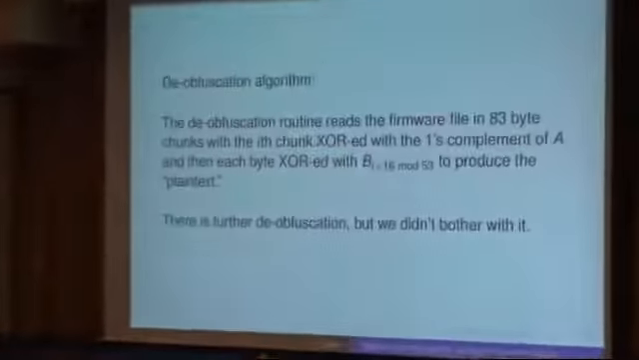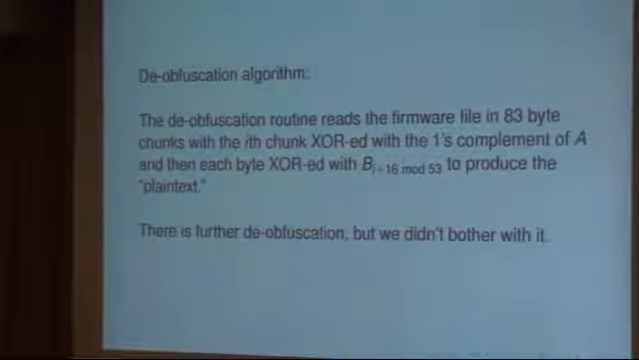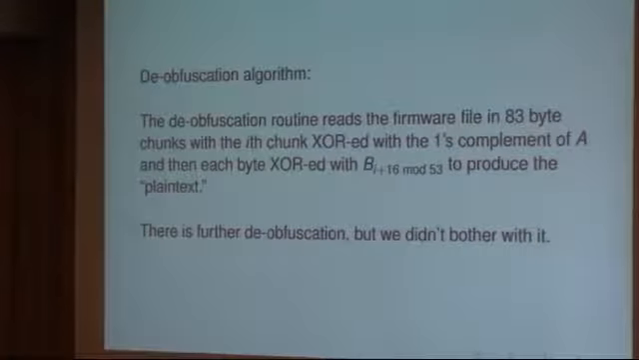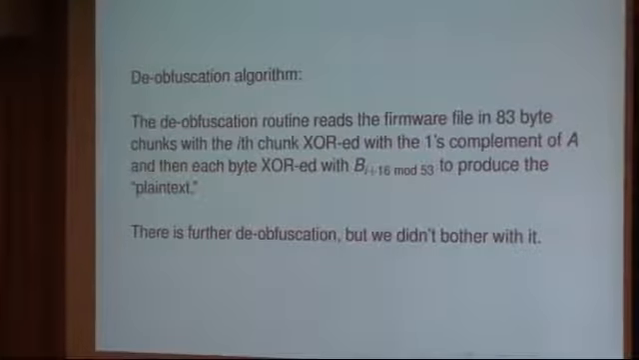Okay, so let's take a quick look at how Apple did the obfuscation. It's just terribly done. It's just hilarious. So let A be this 83-byte sequence, and let B be this 53-byte sequence. Then this is what the de-obfuscation algorithm starts off with. It reads the firmware image file in 83-byte blocks, and then it does this thing. And then it does further stuff.